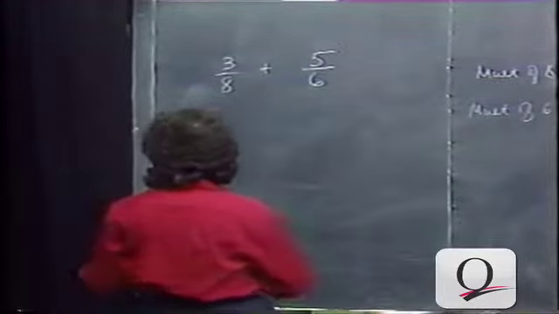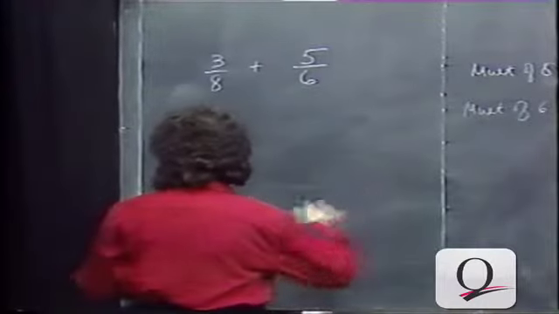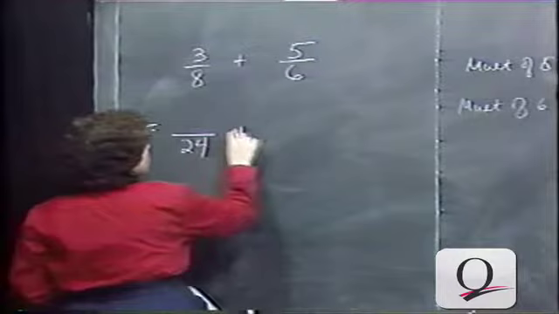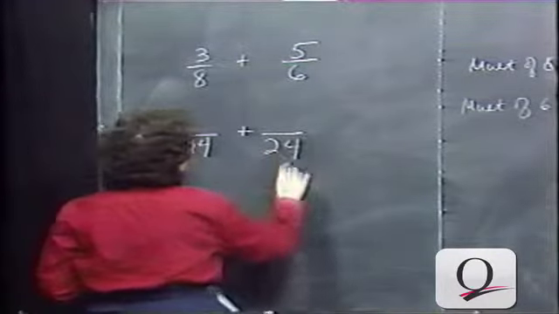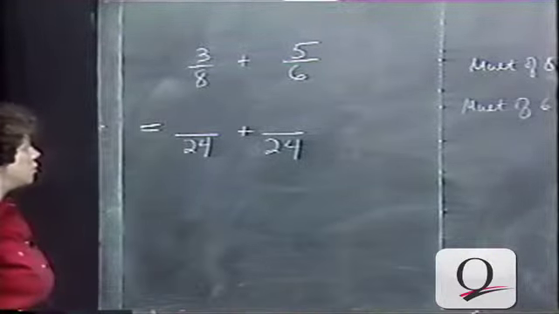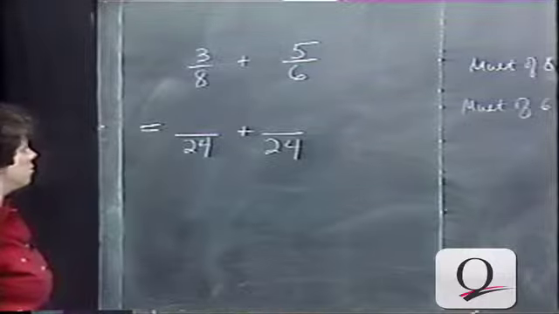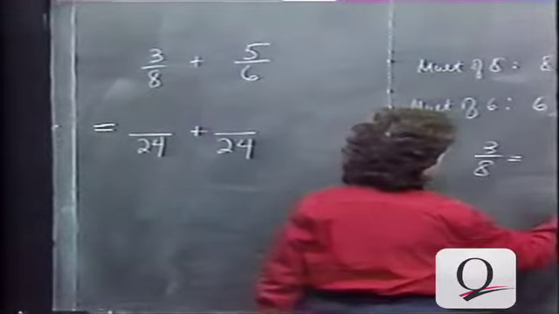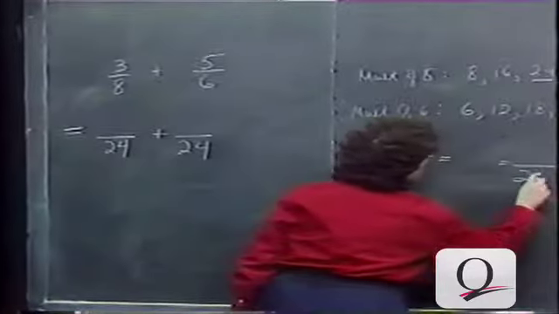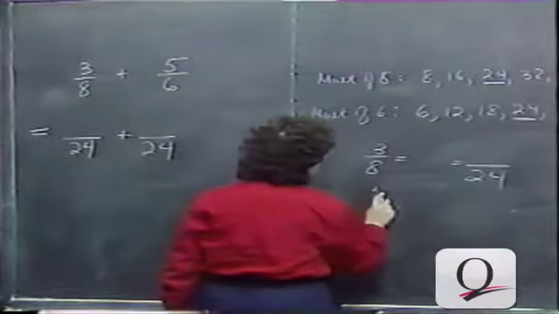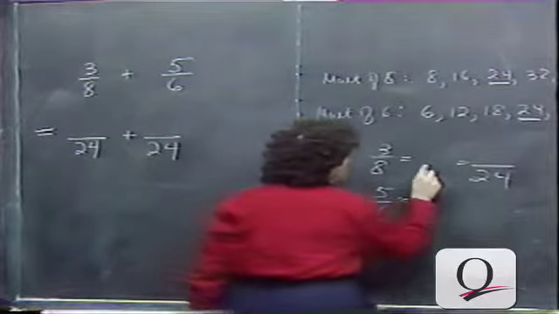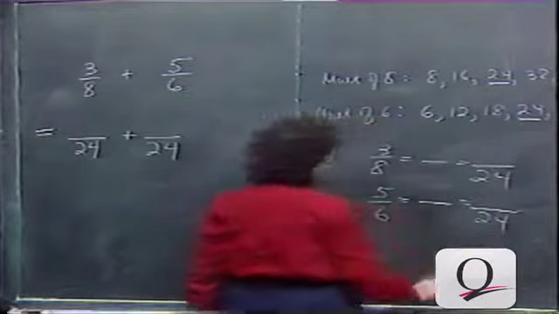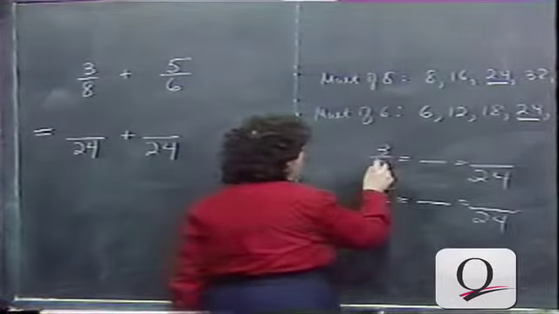Okay, so the smallest common multiple is 24. And we're going to build fractions equivalent to the original fractions, but having the denominator of 24. Let's see. We want to change 3/8 into 24ths. And we want to change 5/6 into some number of 24ths. Well, what do you have to do?